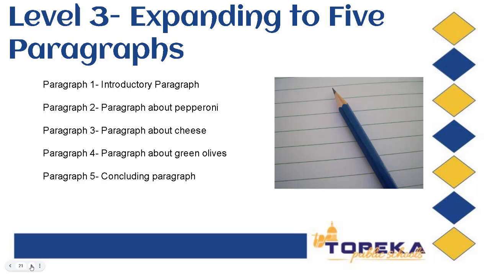So I hope you found that example useful to read. If we go back to our pizza example, here's what this would look like. We'd have our introductory paragraph where we stated that we were writing about pizza, that we're talking about pepperoni, cheese, green olives, and our concluding paragraph. So we would take our ideas and we would expand them into a 5-paragraph paper.